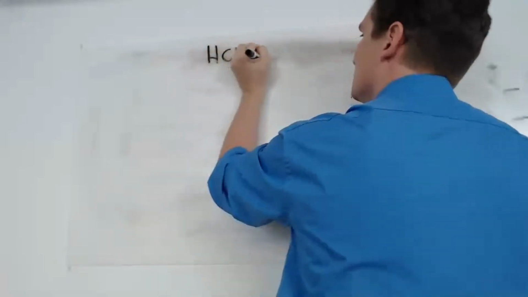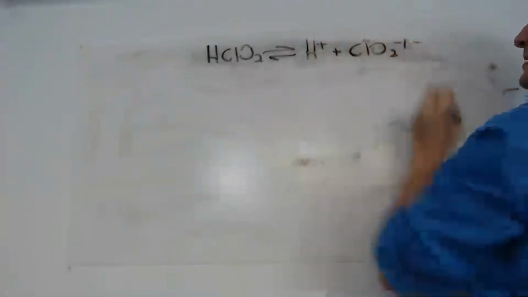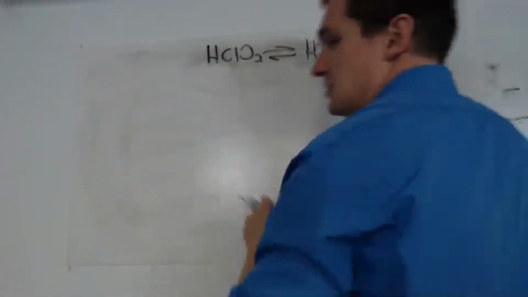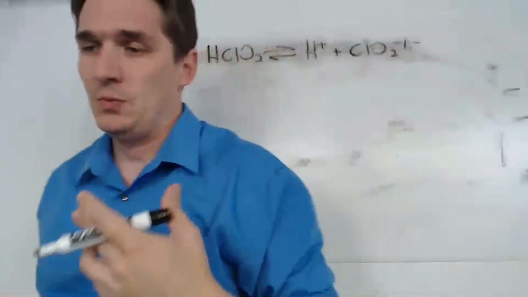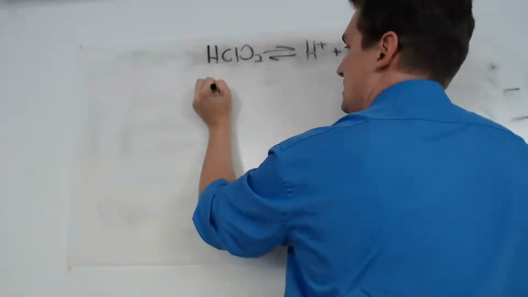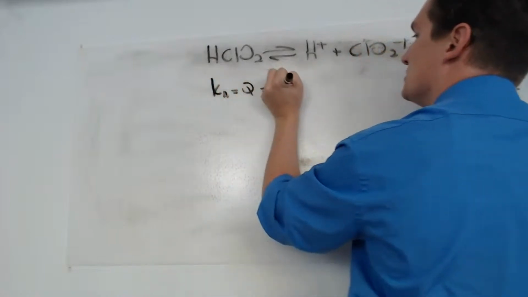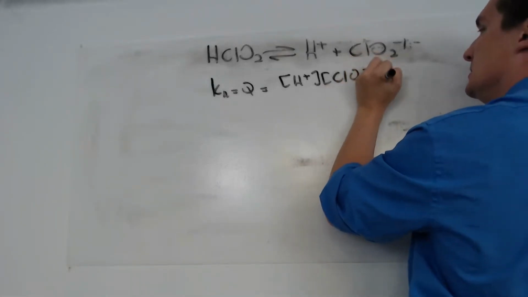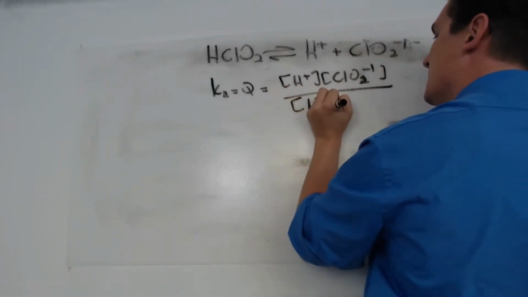So Isaac had it mostly right. It's a buffer solution because we have the acid, HClO2, and we have its conjugate base, ClO2 minus. So we have chlorous acid and chlorite. So to figure out the pH, still build your IC table. So we're going to have that K equals Q, which equals the concentration of H plus times the concentration of ClO2 minus, all over the concentration of HClO2.